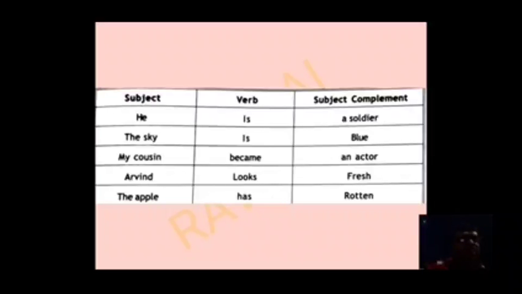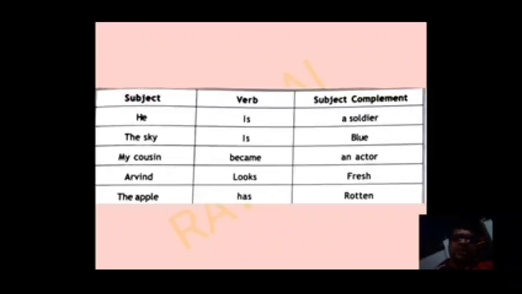Complement means, as I already told you, we are giving a special quality to somebody, the subject. He is a soldier. He is a man, but he has a speciality. What is his speciality? He is a soldier who saves the country. Here we are particularly mentioning quality. The sky is blue. How is the sky? The sky is blue.